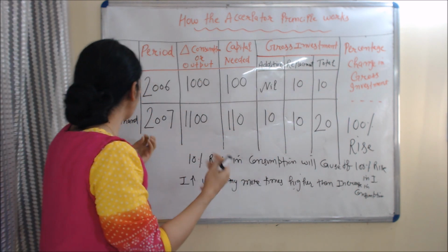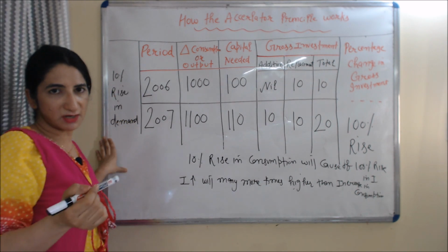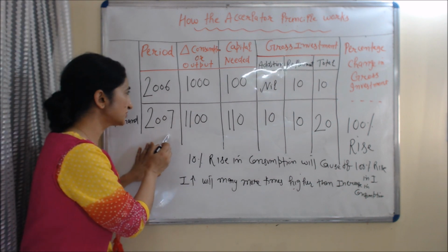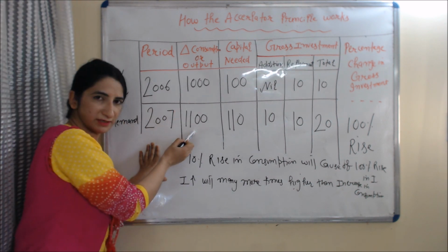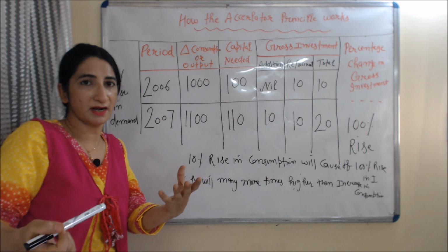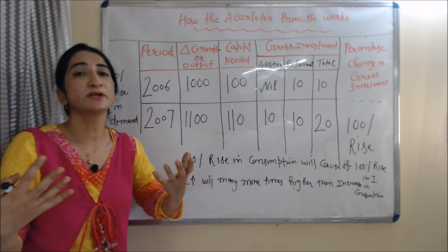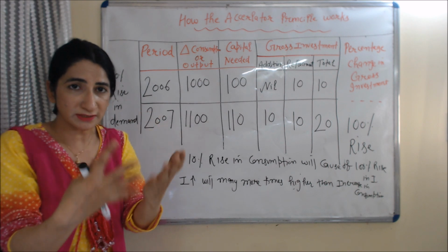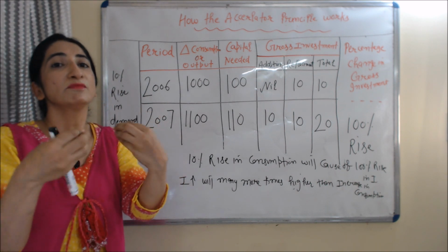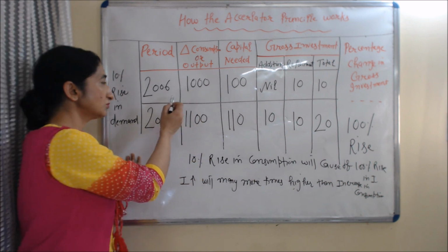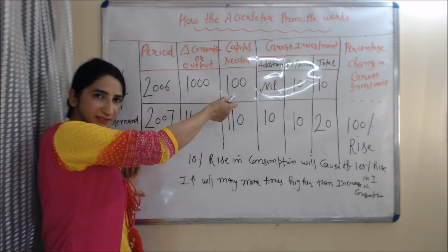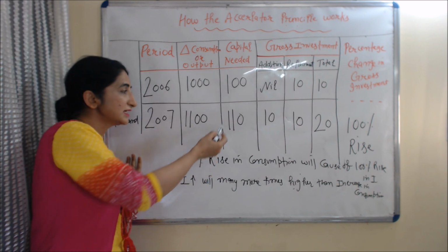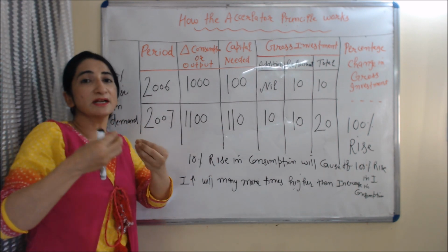Okay, now suppose 10% rise in demand, or we can say 10% increase in consumption. That's why our consumption will be 1000 to 1100 because of the 10% increase in demand, and for this increasing demand producers need to produce some amount of output, and for producing this amount of output we need 10 more machinery. Okay, that's why in 2006 capital or machinery needed is 100, but in 2007 capital or machinery needed is 110 because we require 10 more machineries.